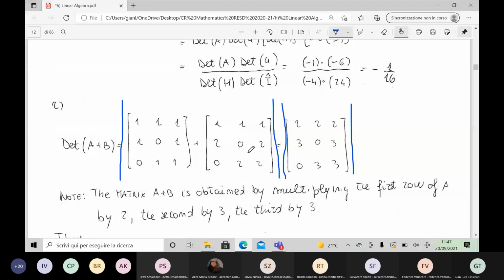Then, after having obtained this matrix, you can compute the determinant. You can develop it along either the row or the column you prefer. However, guys, remember matrix A was 1, 1, 1, 1, 0, 1, 0, 1, 1. So this matrix, A plus B, has been obtained from the matrix A by multiplying by 2 the first row of A, by 3 the second row of A, and by 3 the third row of A. So without having to do so many computations, the determinant of A plus B, which is this matrix, is equal to what? 2 times 3 times 3 times the determinant of A.